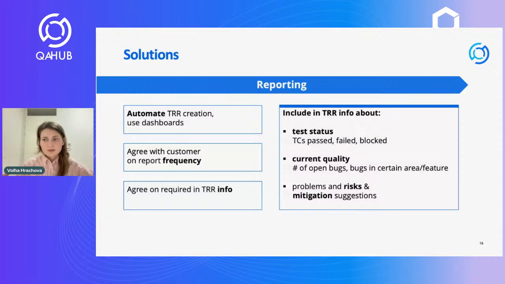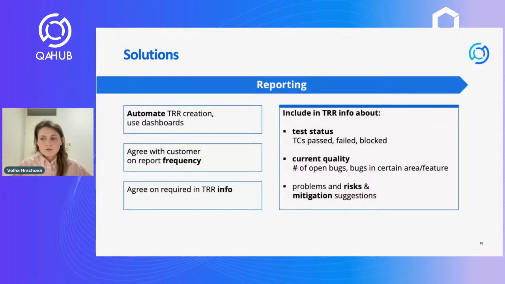We should provide information about the current test status. What is the number of test cases which have already passed, which have not yet passed, which have failed or are blocked for whatever reason? What is the current quality? I mentioned here the number of open bugs or bugs in a certain area, but you can rely on other metrics which we discussed at the beginning of the talk.